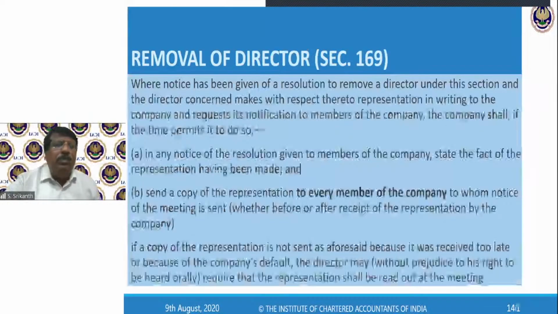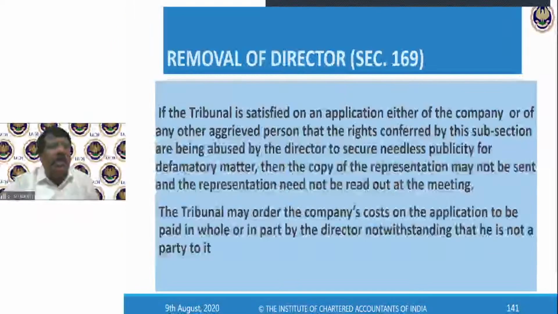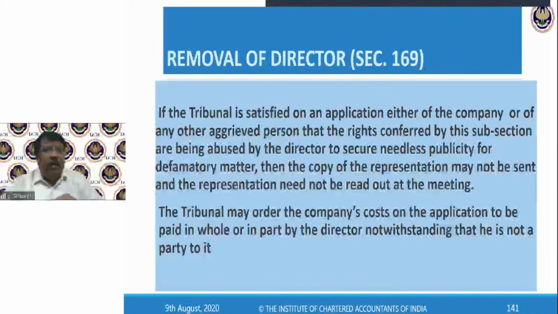Now, it is quite possible that while making these representations, the aggrieved director, the director concerned, may use vulgar language. Like sometimes I use donkey, monkey and all, he might use. And he might be rude and unnecessarily abusive. Then the aggrieved person will apply to the tribunal and say, sir, we are removing this fellow. He is useless. He is wasting time. But he is now giving a representation. Therein he is making all false allegations against me. He is not giving any proof. So why should I circulate it?